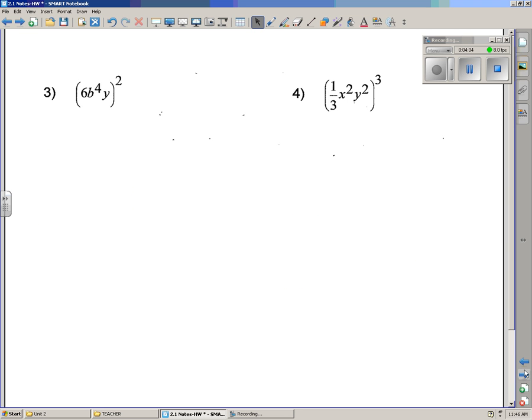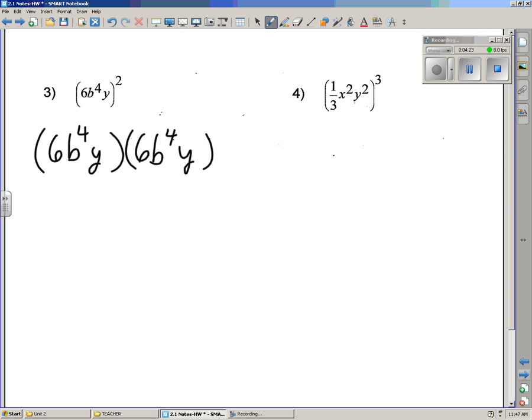Next example. Here's where you can do the shortcut, or you can write it out. I like to write things out. I'm going to do that first. I know that my outside exponent is 2, so I'm going to write 2 parentheses. Inside each parenthesis is 6b to the 4th y, 6b to the 4th y. And I know that when I multiply, 6 times 6 is 36. b to the 4th twice is b to the 4th plus b to the 4th, or b to the 8th. And then I've got basically y to the firsts, and that becomes y squared.